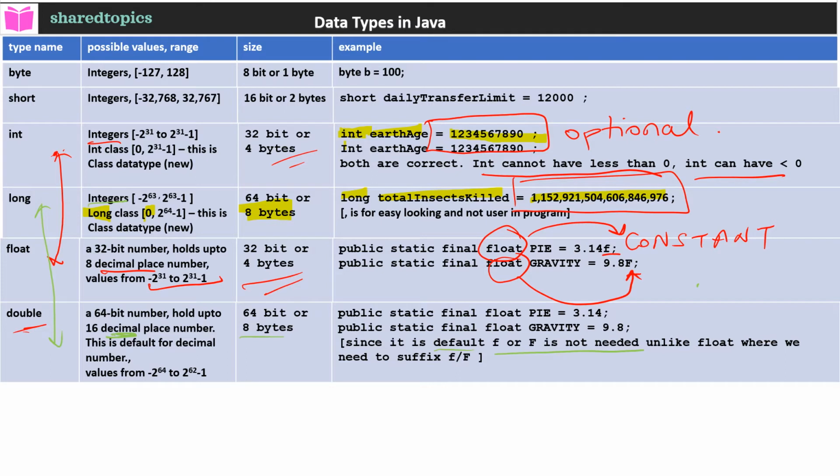Okay, I made a mistake here, so it should not be float here, it should be double in this slide. So make sure you correct it and don't get confused, it should be double data type.